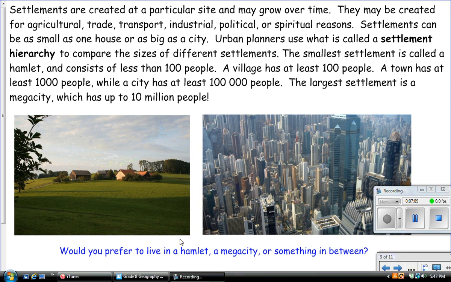So here's a question that we can talk about tomorrow. Would you prefer to live in a hamlet, a megacity, or something in between those two?